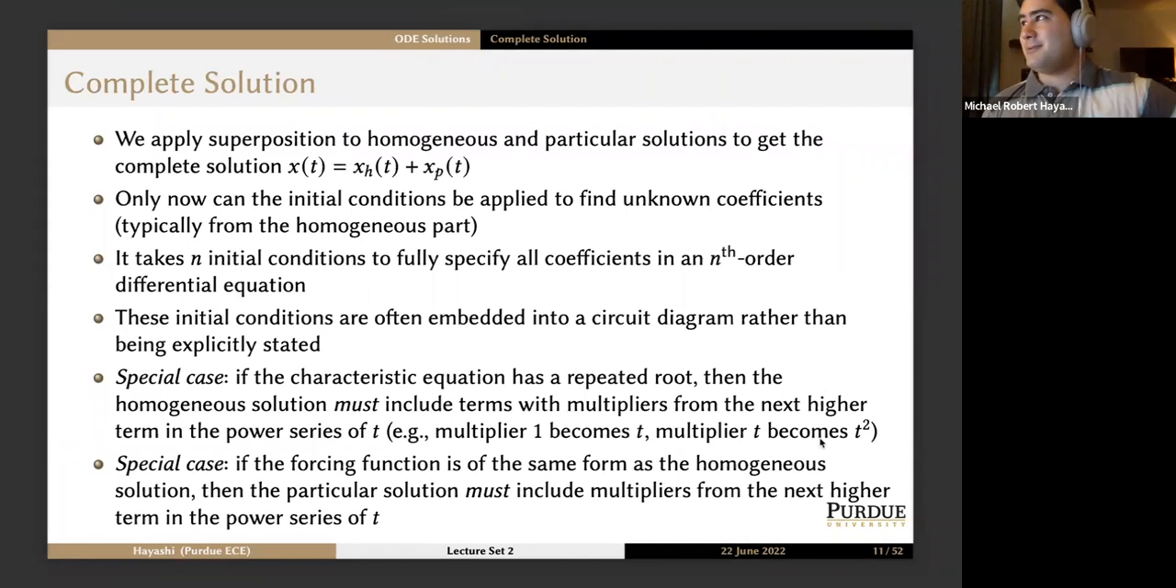So now let's talk about the complete solution. By superposition, again exploiting the linearity of the differential equation, we can combine the homogeneous and particular solutions back together to get the complete solution x of t is equal to x_h of t plus x_p of t. So only now can the initial conditions be applied to find the unknown coefficients. Once we have the complete solution, now we can resolve the coefficients from our homogeneous part.